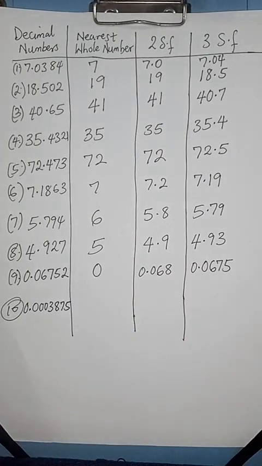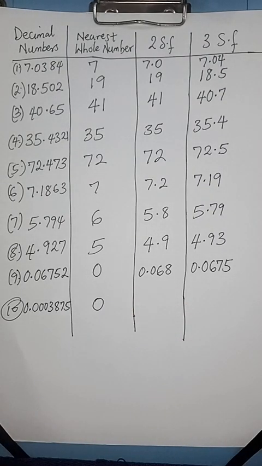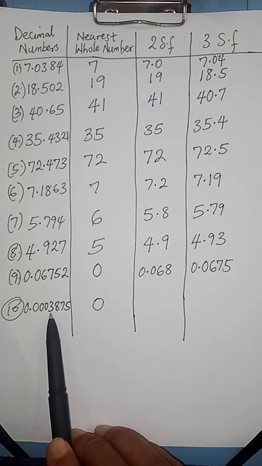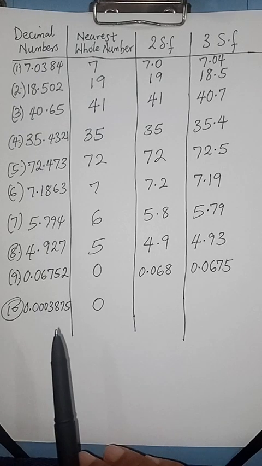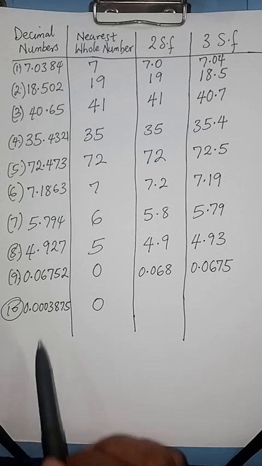0.0003875. Now to the nearest whole number, it's 0. There's no disputing that fact. But how many significant figures do we have in this number? It is 3, 8, 7, and 5. These other zeros are insignificant because they are not in between two significant figures.